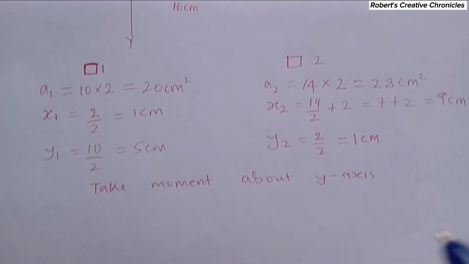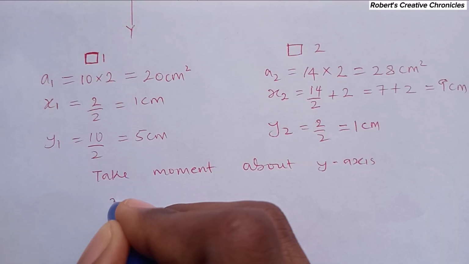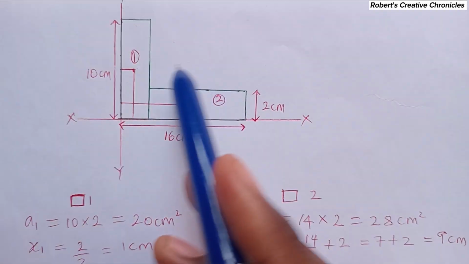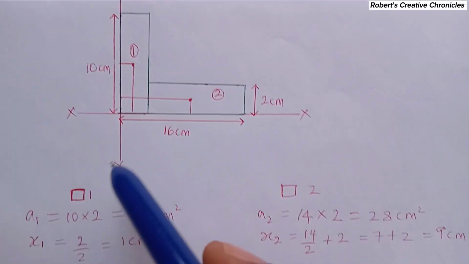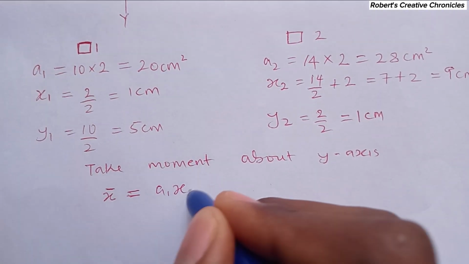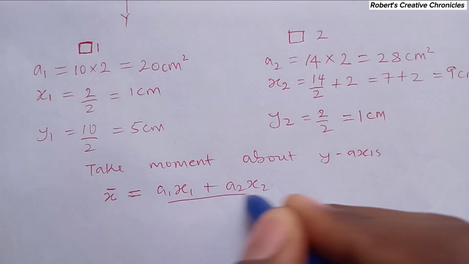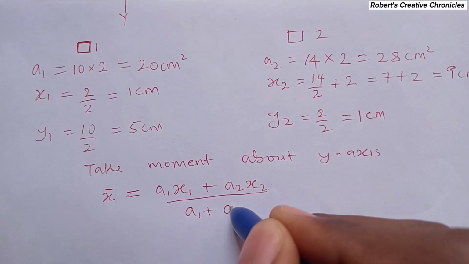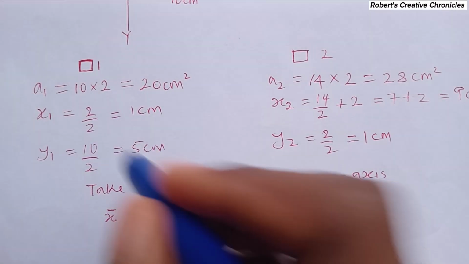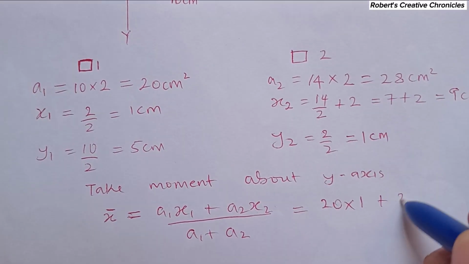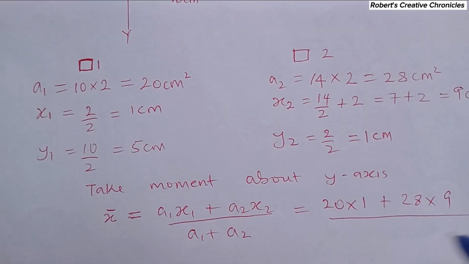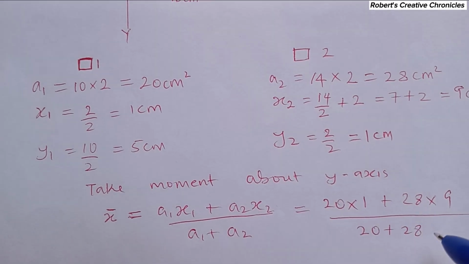So when we take moment about the y-axis, we will get the x centroid distance, the distance of the centroid from this y-axis. It equals A1 x1 plus A2 x2 over the sum of the areas, A1 plus A2. What's A1? 20, times x1, which is 1, plus A2, which is 28, times x2, which is 9, over 20 plus 28.